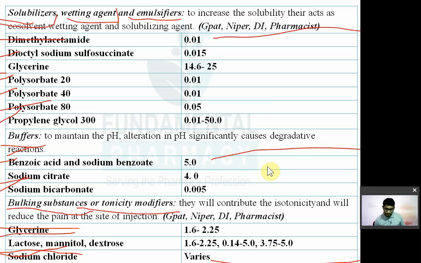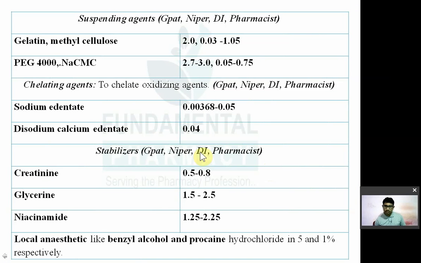Now suspending agents. If you want to prepare a suspension injection, what kind of agents are used? Gelatin and methyl cellulose. Gelatin is used in the concentration of 2% and methyl cellulose 0.03 to 1.05%. Polyethylene glycol 4000 and sodium carboxymethyl cellulose are used in these concentrations respectively. The concentration is not important. Chelating agent means what? They chelate the oxidizing agent.